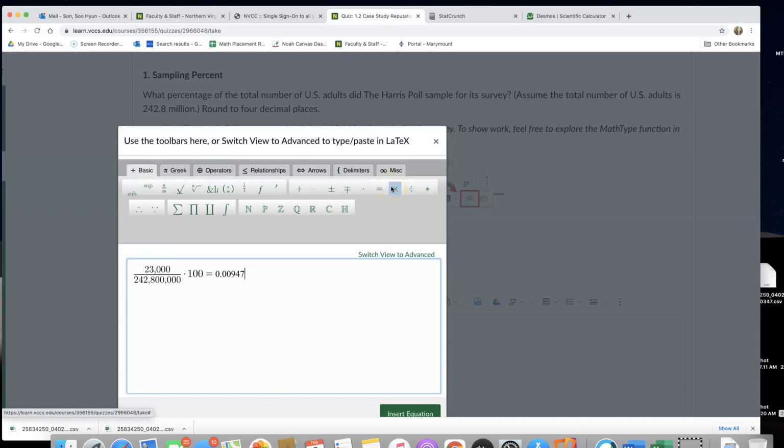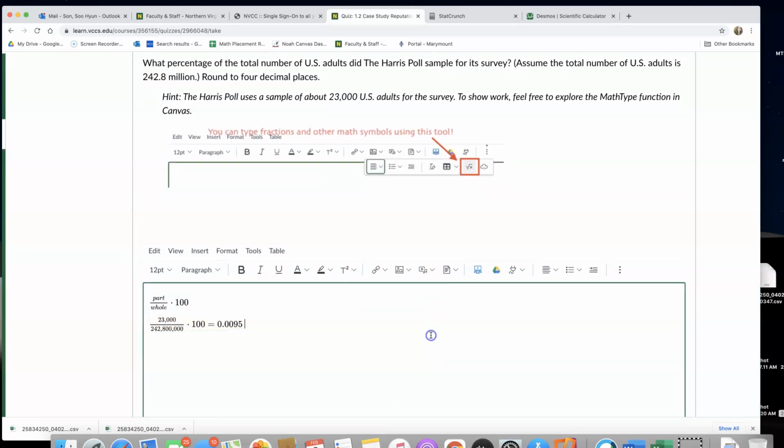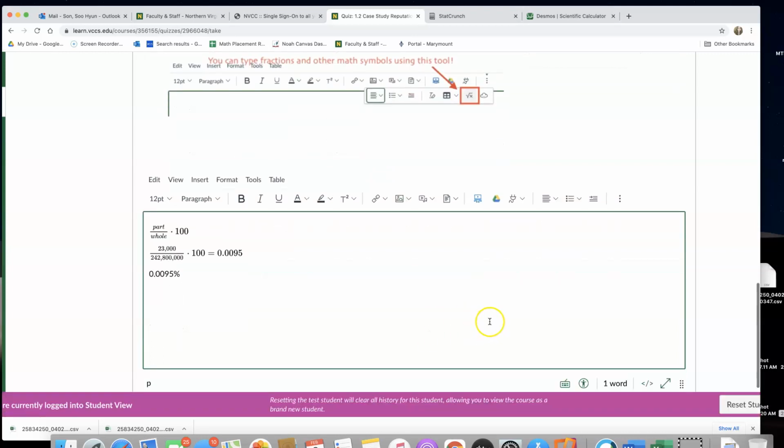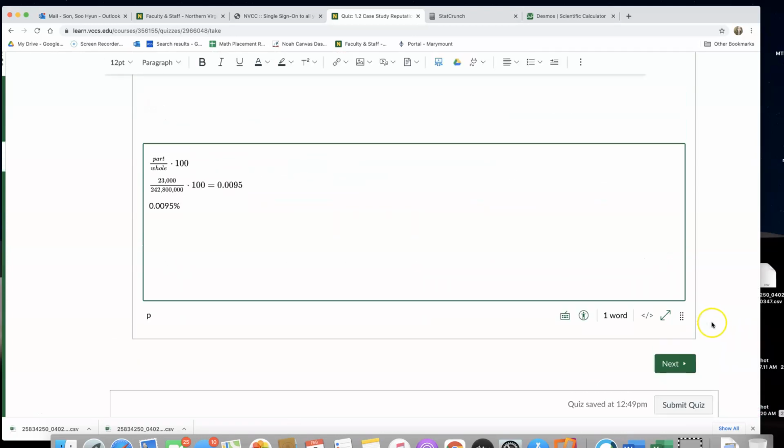So the answer is 0.00947. So let's go, because that number 7 is bigger than 5, let me go ahead and round that up to 5. Does that make sense? All right, erase it. So that's the answer. Let me go ahead and click insert equation. So the answer is 0.0095%. Okay, and that is how we answer the first question.